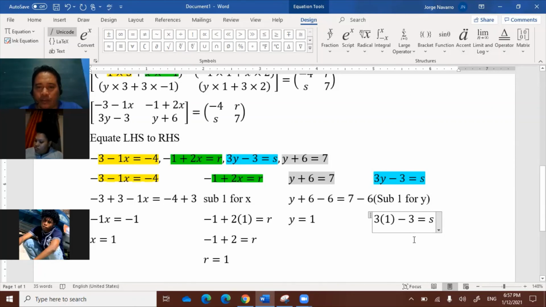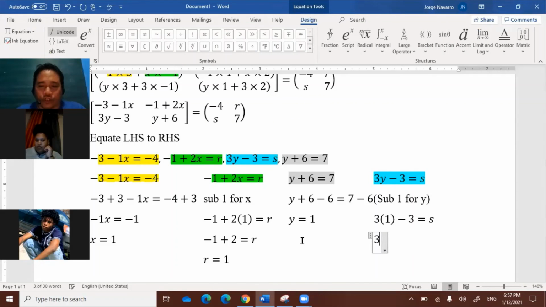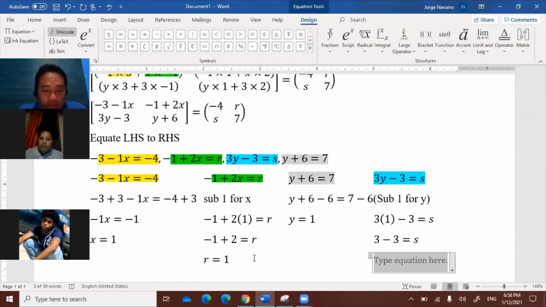right? Now you tell me, what is 3 times 1? 3. So I'm going to have 3 minus 3 equals s. So then what is going to be my value of s? 0. So s equals 0. Yes.